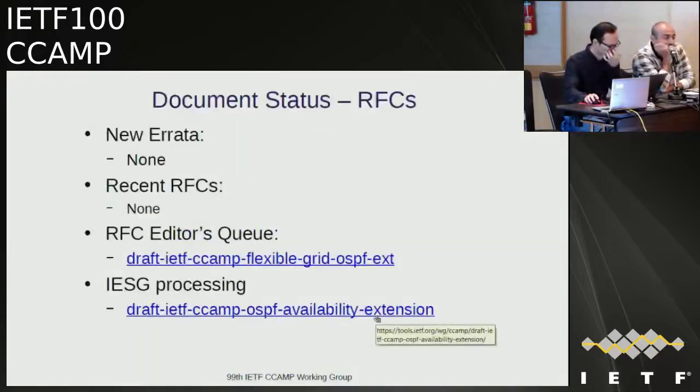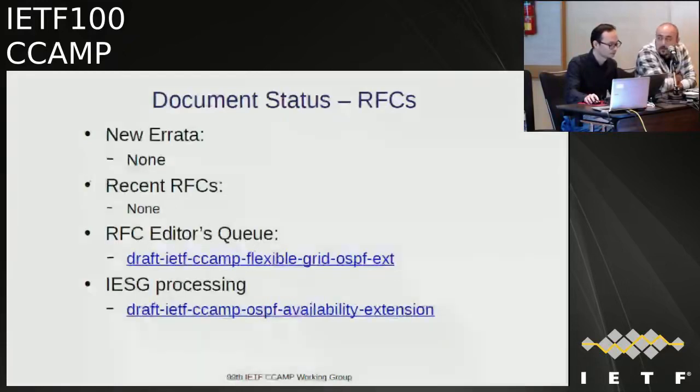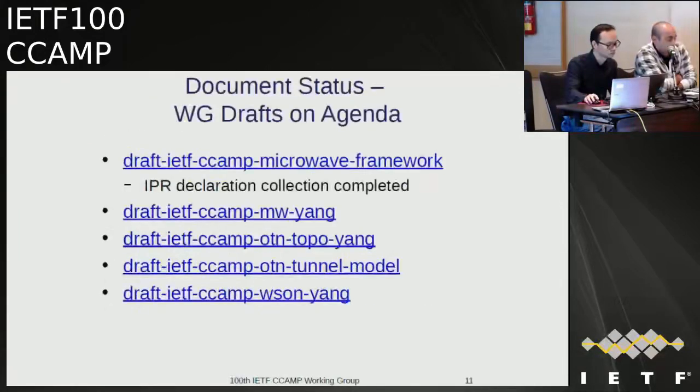Okay, a short update on the status of the working group. We have no new errata and no new RFCs since the last meeting. This doesn't mean that we have been lazy, because we have two drafts ready for working group last call. The IPR polling is already done, and we have one draft ready for working group adoption polling. We have one draft in the editor queue and one in the ISG processing.